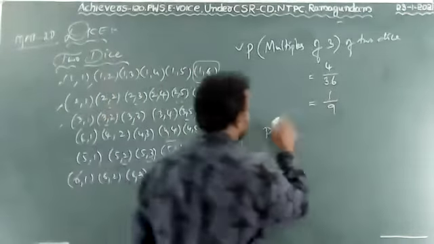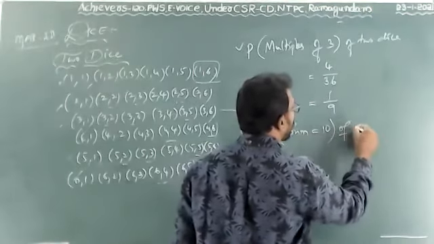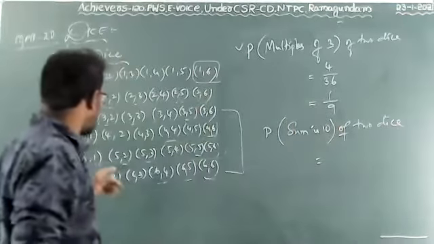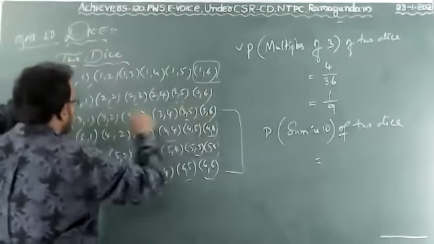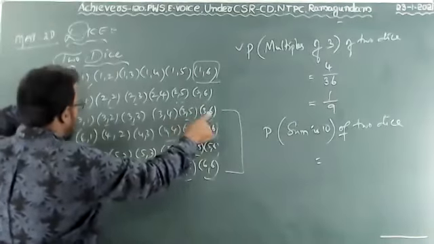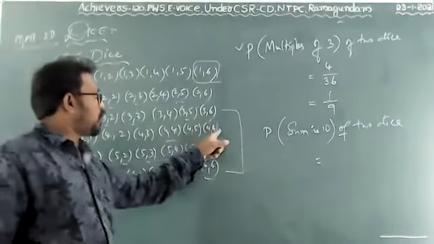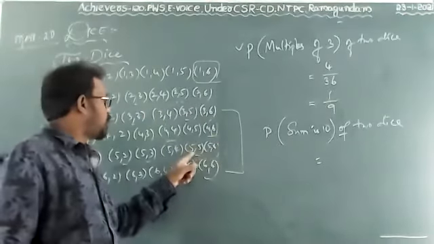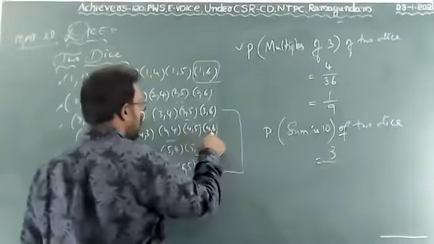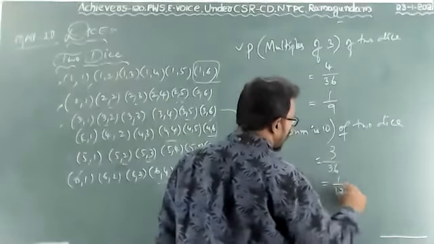What is the probability of getting the sum is 10 of 2 dice? Sum 10. Here 2 + 6 is 8. 3 + 5, 3 + 6, how much? 9. Here 4, 5 is 9. 4, 6, from here it will start. 4 + 6 is 10, 5 + 5 is 10, 6 + 4 is 10. That is totally 3 are there. 3/36, which is 1/12.